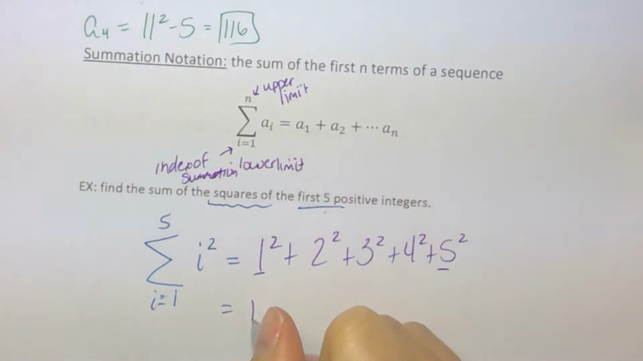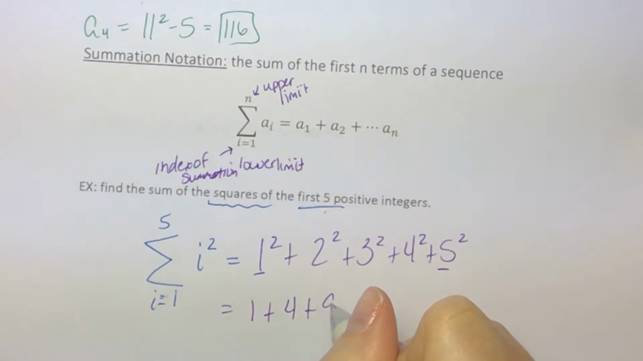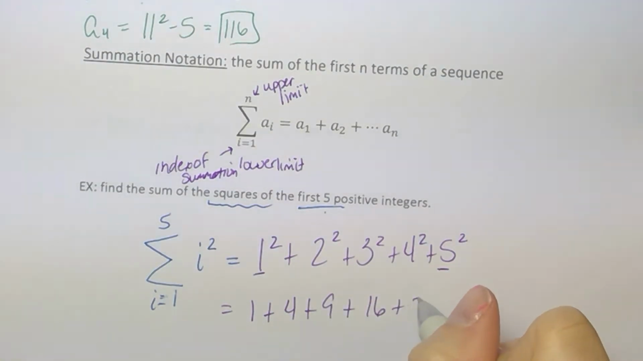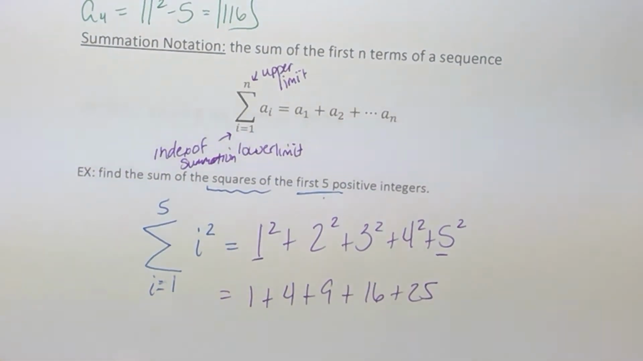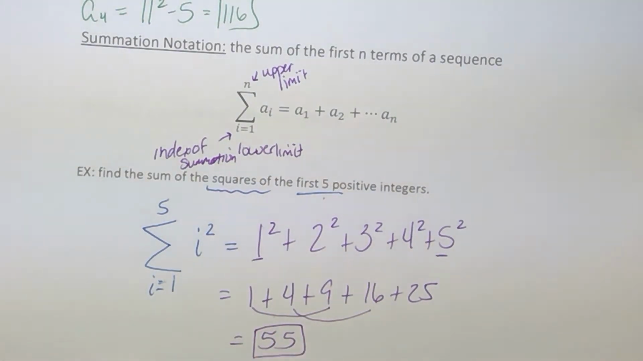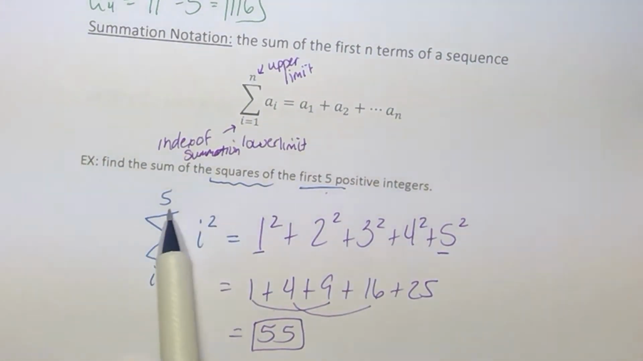Okay, 1 squared is 1, 2 squared is 4, and then I have 9, 16, and 25. And when I add all of those together, I have a 10 here, 9 plus 1 is 10, 4 plus 16 is 20, 10 and 20 is 30, plus 25 is 55. So for this index of summation, the answer I'm looking for is this 55.